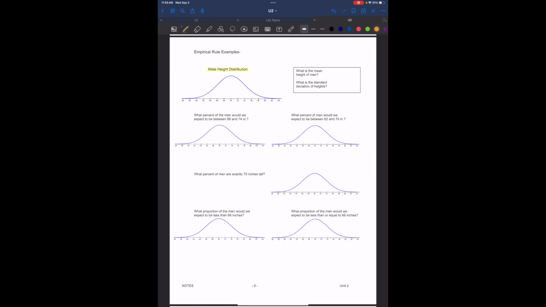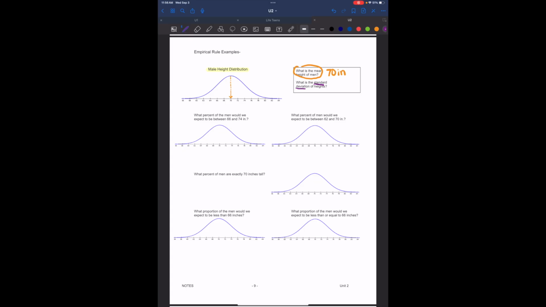This very first part says, what is the mean height of men? Remember, the mean height is the balancing point of the curve, and for normal curves, that so happens to be right smack dab in the middle. So my mean is 70 inches. The next thing it asks us to do is figure out the standard deviation.